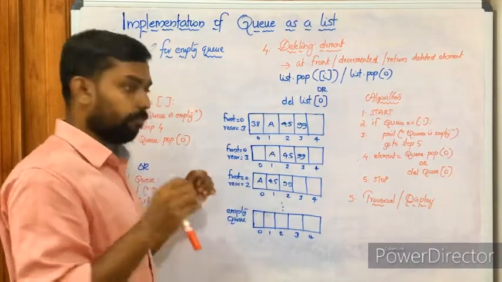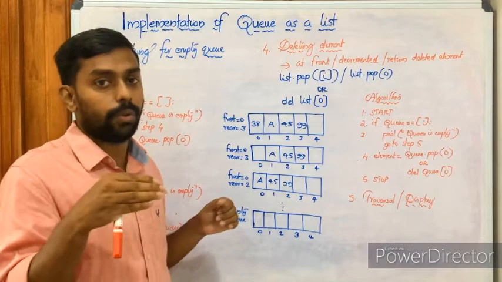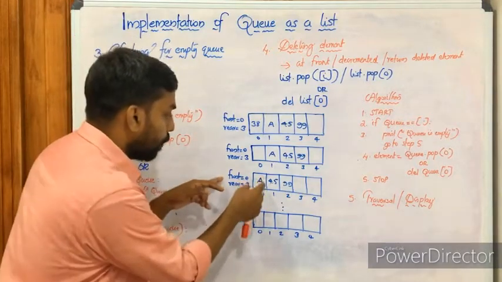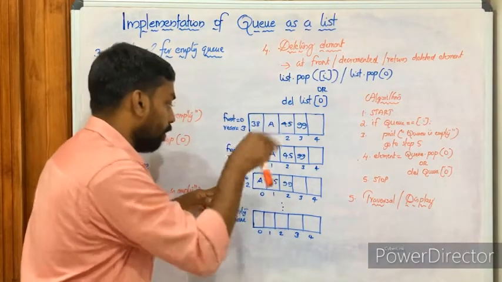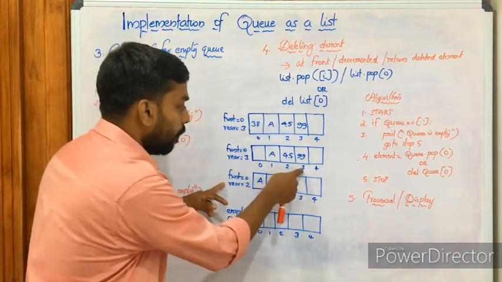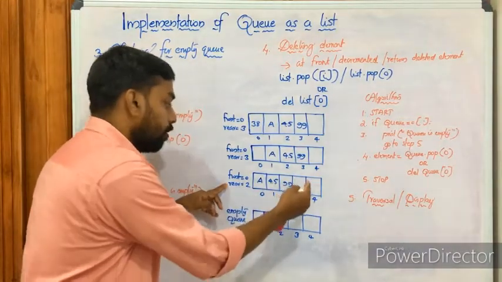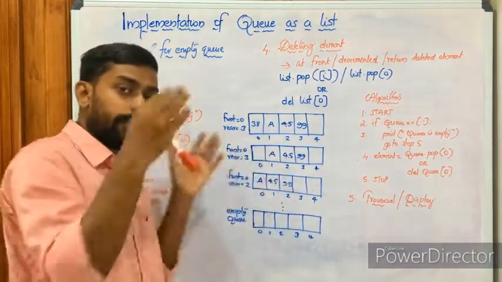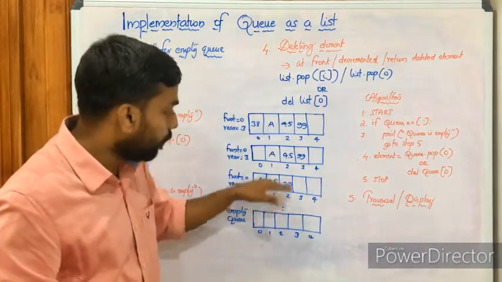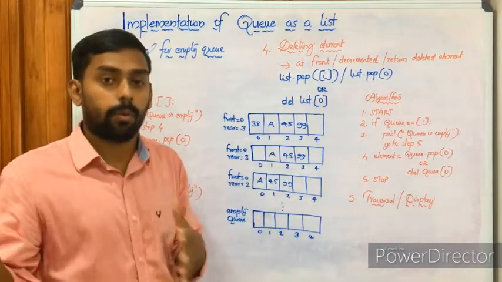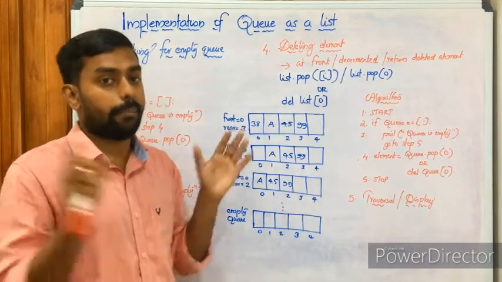As we can see in the case of a real world queue, A will be shifted to this place. Then rear: in the first case, rear has the value 3, and after deleting one item, all the elements are shifted and rear is decremented. At that time, rear points to 2, and it goes on like this. Finally, we get an empty queue.